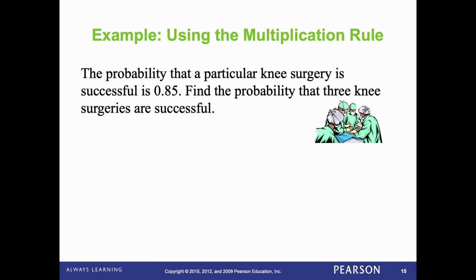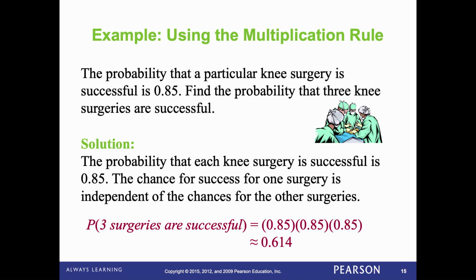Now here's another example, and we're going to do some complements, which can be a little confusing, so we've got to pay attention. The probability that a particular knee surgery is successful is 0.85. Find the probability that 3 knee surgeries are successful, 3 in a row. So that would be 0.85 times 0.85 times 0.85, which is 0.614.